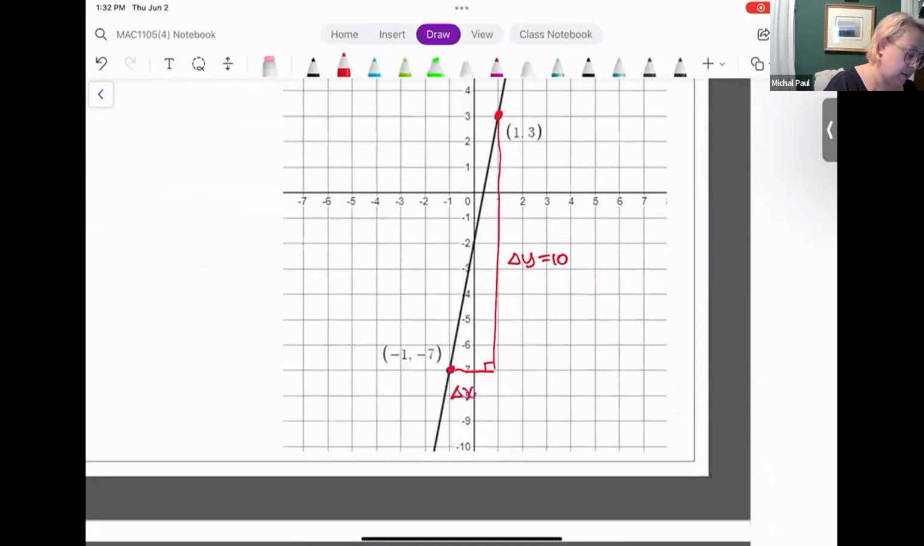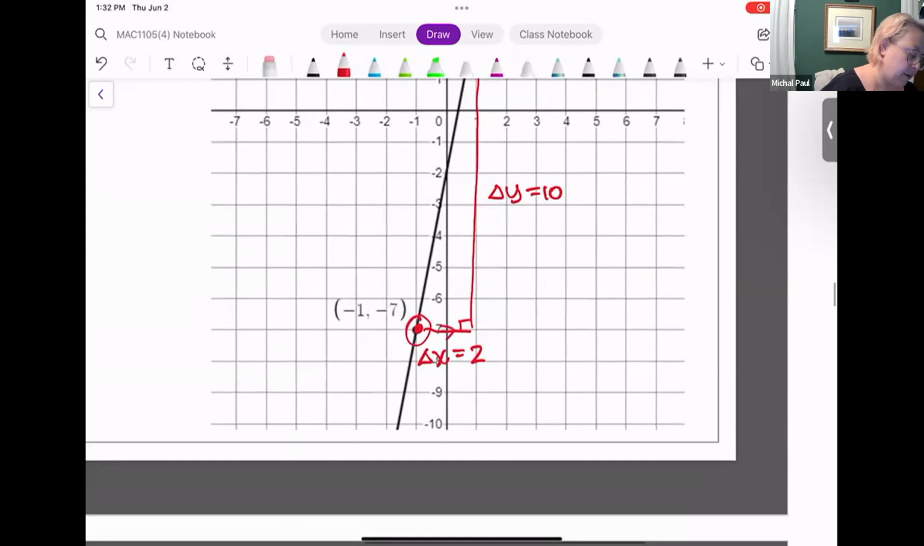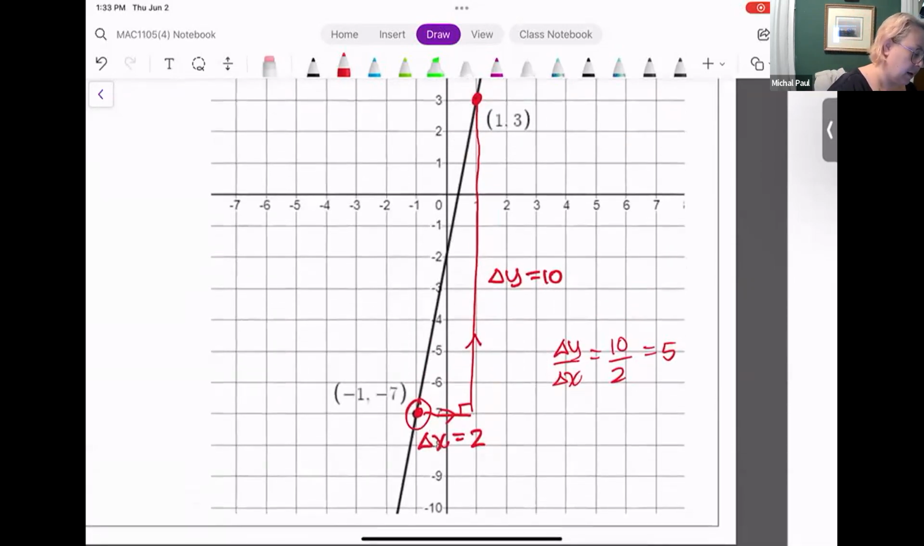And my change in x is +2. You want to make sure that you're assigning the correct signs to these. If I start at this point here, I'm going in the positive direction and the positive direction. So my slope is going to be positive. If I had instead started at this upper point, I could have gone down -10 and left -2, in which case my slope would be -10 over -2, which is still +5. So it doesn't matter which direction you're going. It just matters that you've accurately calculated the horizontal distance and the vertical distance.